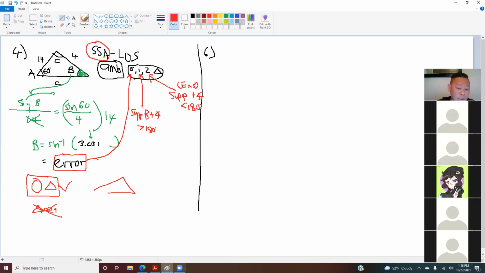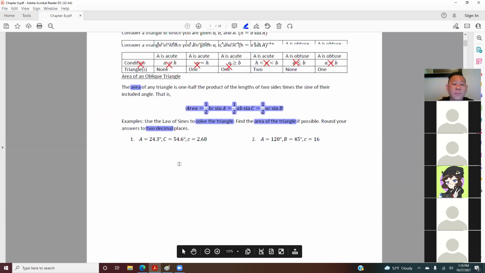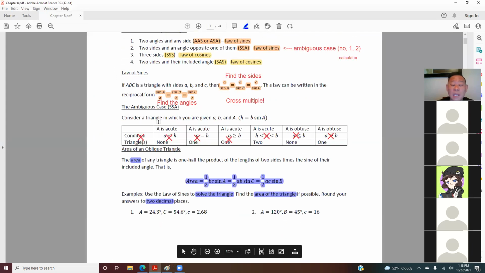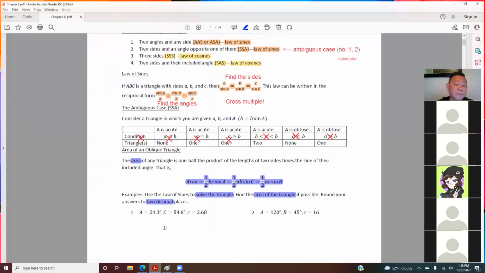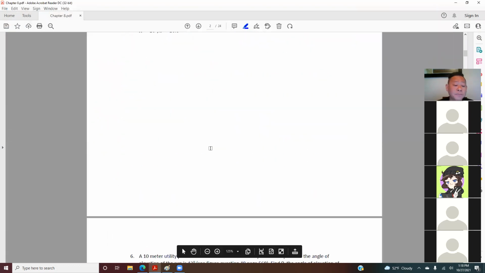If you do not want to know this, then memorize this table. This table is the other option, or you can just remember this. And again, class, this is only for SSA triangles. Okay, and we'll do word problems here. Yep, we do have word problems.